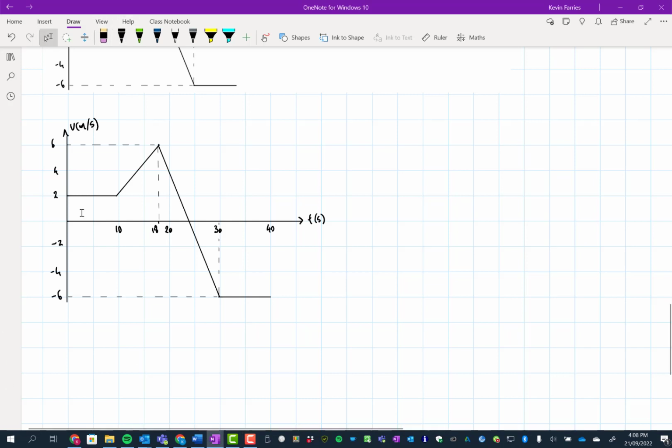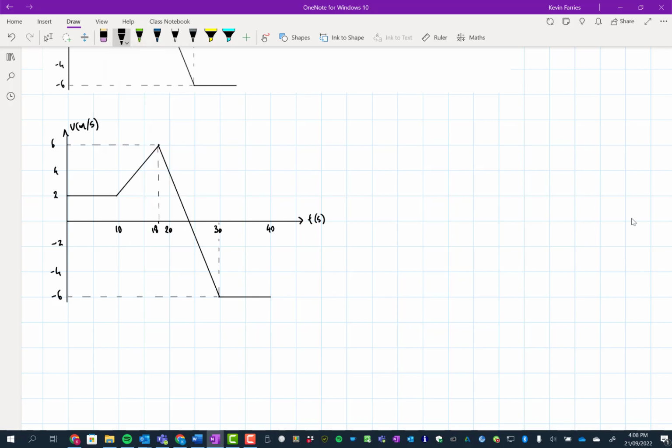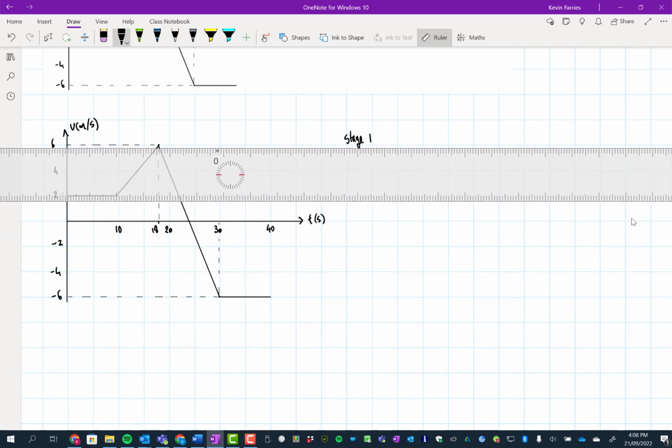So how many stages have we got? We've got 1 stage to here, 2 stages, 3 stages, 4 stages. So let's start at stage 1. And again, I'll do the time from the start of each stage rather than trying to keep a constant or using the same time the whole way through. So stage 1, and let's try and figure out the equations for each of the stages.